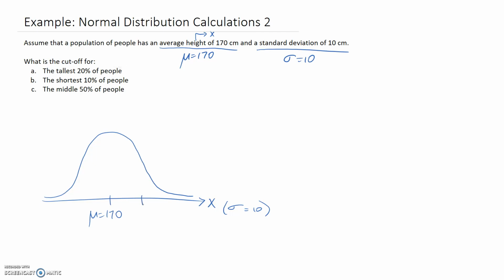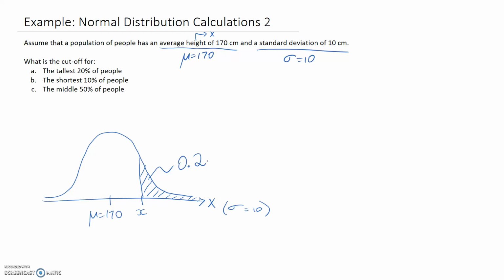So if I draw in my cutoff, so I guess here, and let's give it a name, I'll call it x for the cutoff. What we know is that this here represents the tallest people, and the area under the curve is going to be equivalent to the probability. So if we want 20% of people, that means the area in here has to be equal to 0.2.